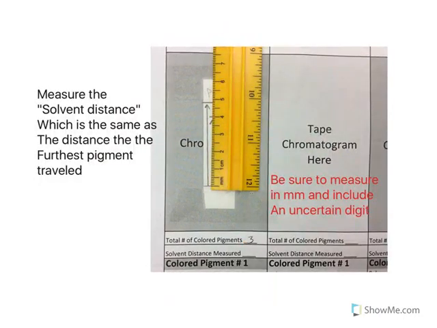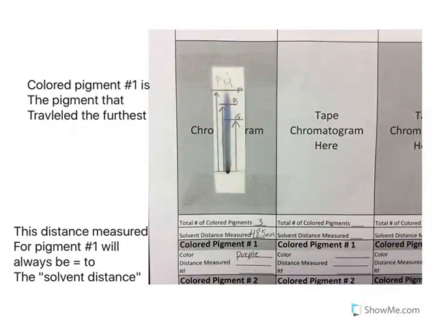Next thing I'm going to do is measure the solvent distance. So right under total number of colored pigments, it asks you for the solvent distance. The solvent distance is the same as the distance that the furthest pigment traveled. In this case, that would be purple. So I'm going to go ahead and measure using my millimeter ruler from the starting line, which is right here, all the way up to the finish line, which is right there. You're going to want to make sure that you measure in millimeters and always include an uncertain digit. So when I read this, I got a solvent distance measured at 48.5 millimeters.